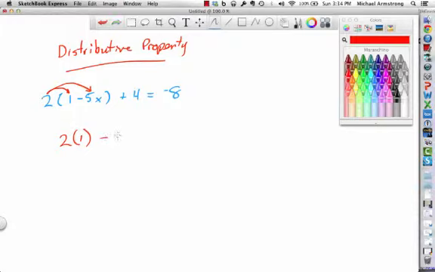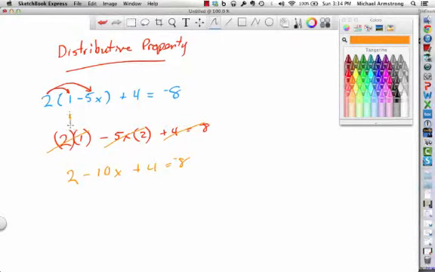Times minus 5x times 2. Well, I guess I still had to write it that way. Anyway, there's the 1 times the 2 and the negative 5x times the 2 plus 4 equals negative 8. And I sometimes skip that step because I can just go 2 times 1 is 2. 2 times negative 5x is negative 10x, because 5x twice is 10x, and it stays negative. Plus 4 equals negative 8. Okay, so we could skip this if we're comfortable with the distributive property, but this is important for you to see what is happening when you distribute.